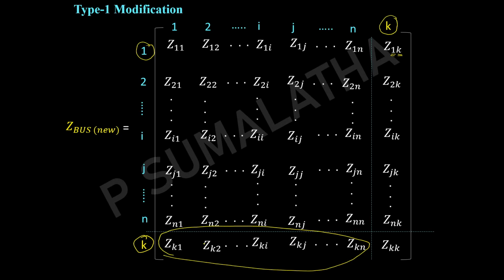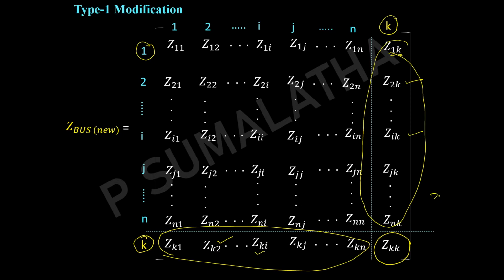We know one point, Z1k will be equal to Zk1. So Z2k will be equal to Zk2, Zik will be equal to Zki and so on. So now you need to calculate one equation to find out the off diagonal elements and one equation to find out the diagonal elements. Two equations we are going to find out for type 1 modification.